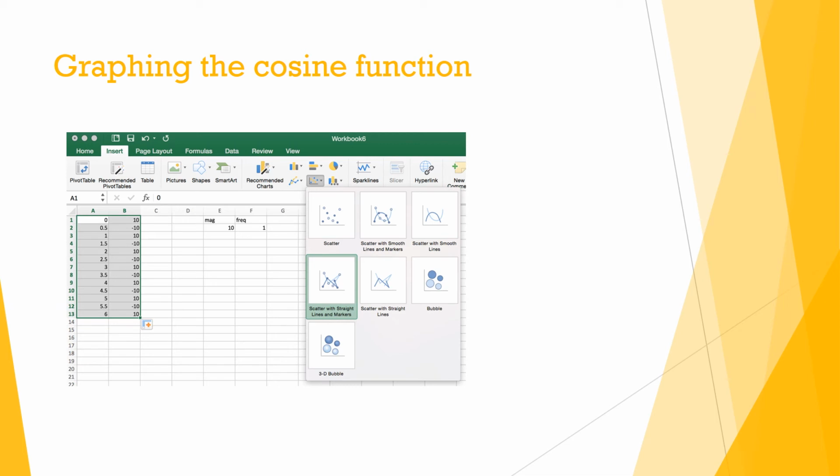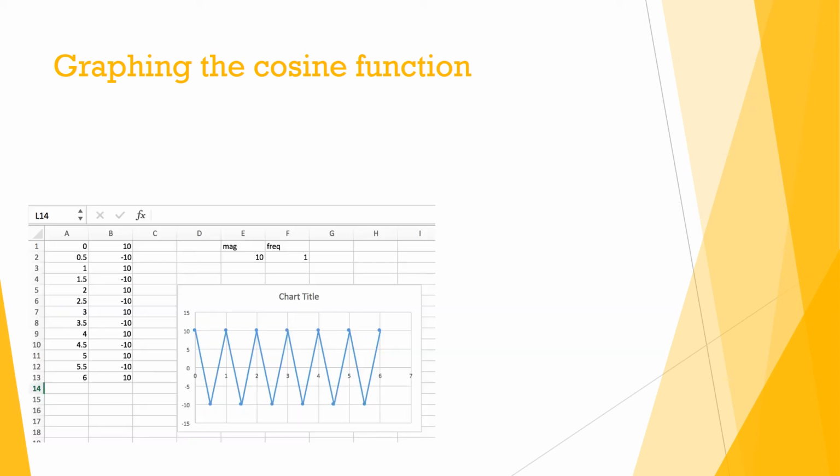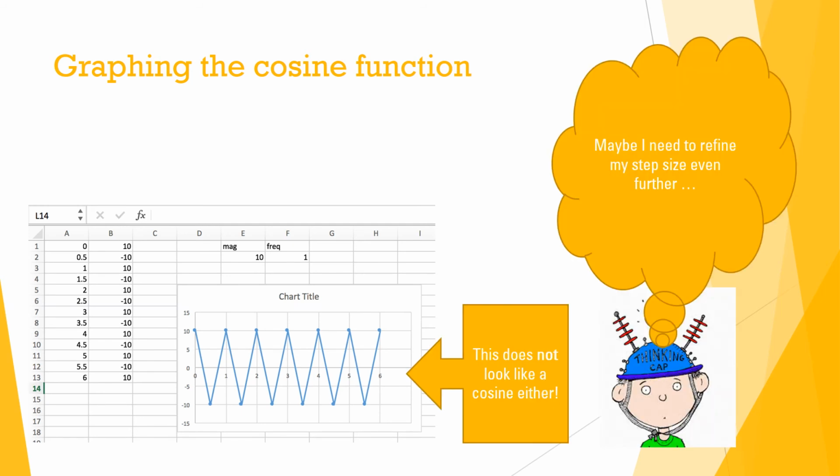I go under Insert, and you have a lot of options. You want to choose the type of graph that you want. I'm doing points with straight connecting lines, and I get this. Obviously this also does not look like a cosine, and probably it still doesn't look like a cosine because I need to refine my step size even further. So really what this is doing is my cosine is going between 1 and minus 1, and then with a magnitude of 10, so it's going between 10 and minus 10.